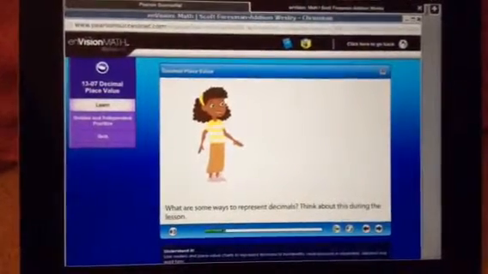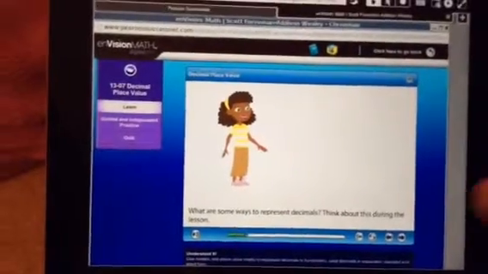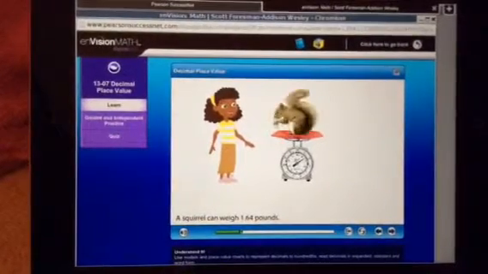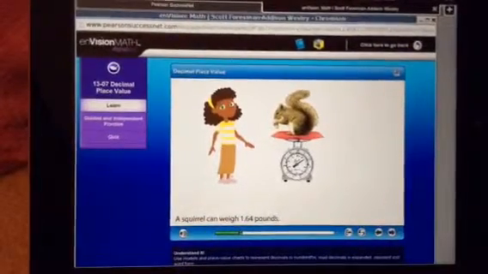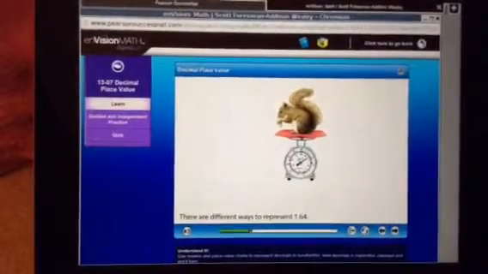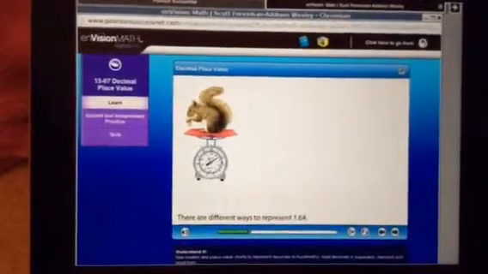What are some ways to represent decimals? Think about this during the lesson. A squirrel can weigh 1.64 pounds. There are different ways to represent 1.64.